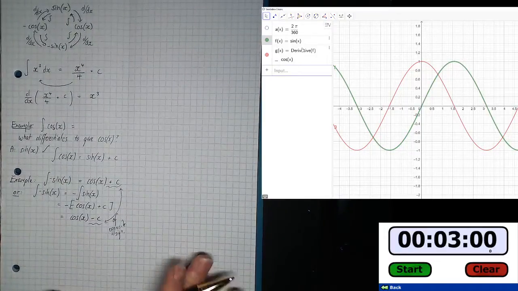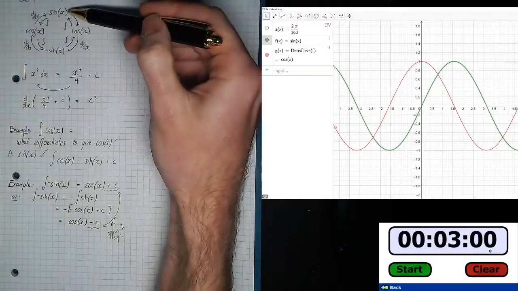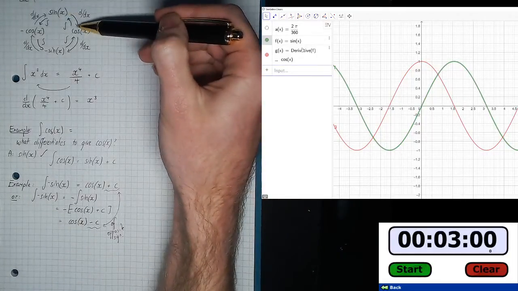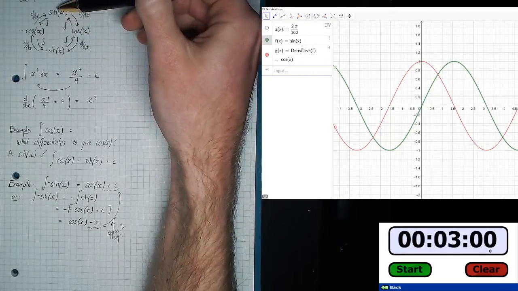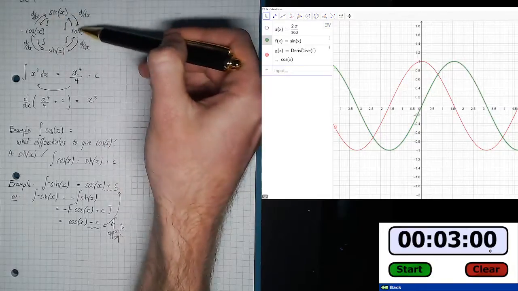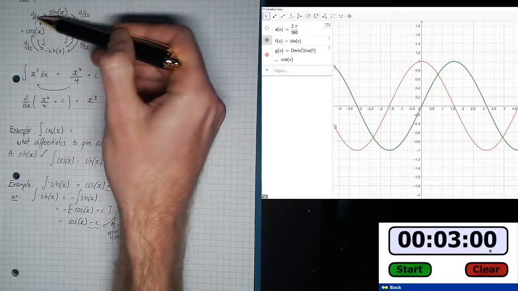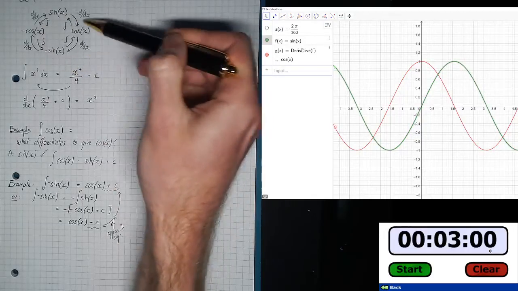So, a short takeaway from what we've got so far is that sine x differentiates to cos x, so cos x will integrate to become sine x. If we want to go clockwise round our little pattern, then we're differentiating; anti-clockwise, we are integrating.